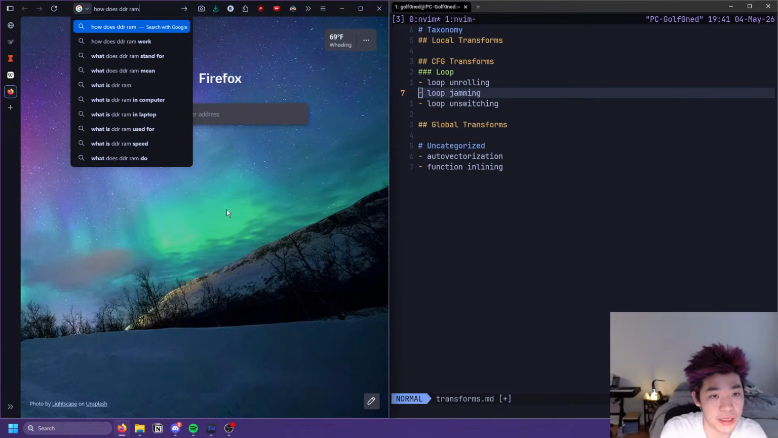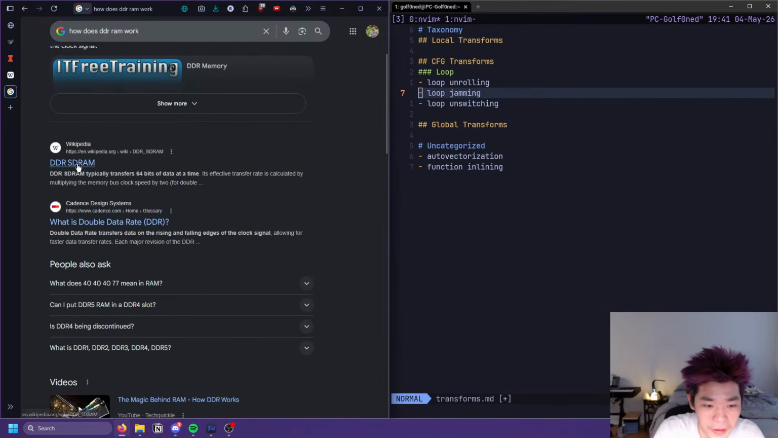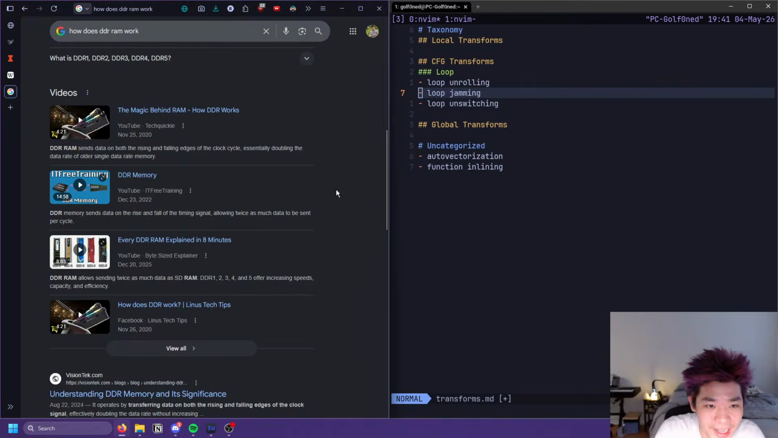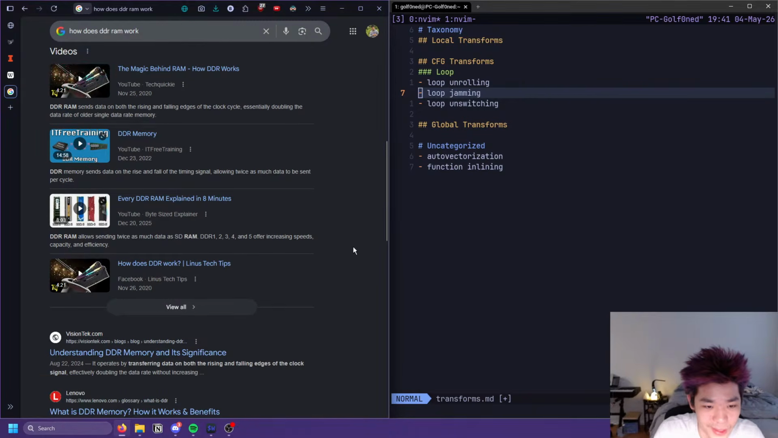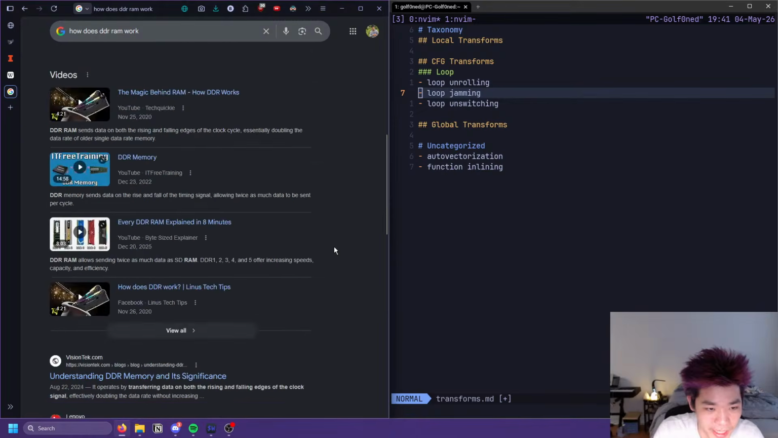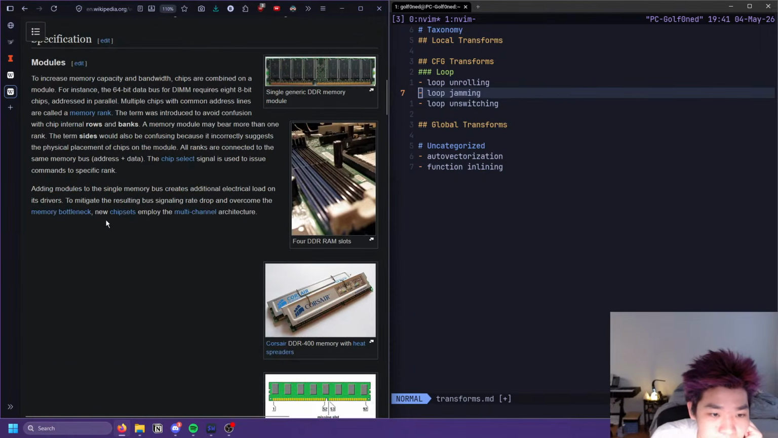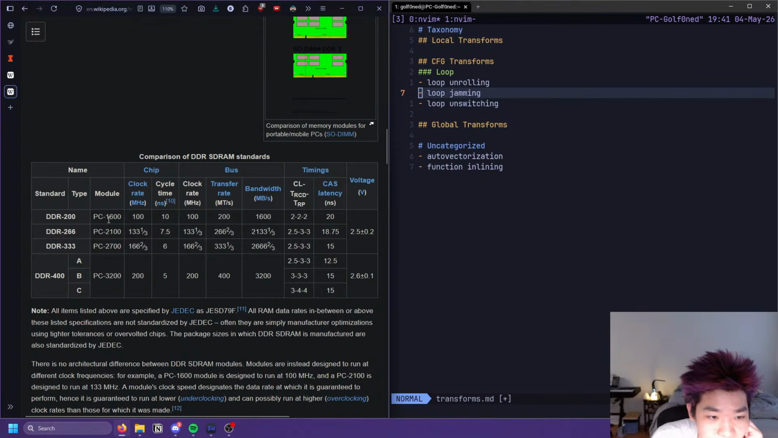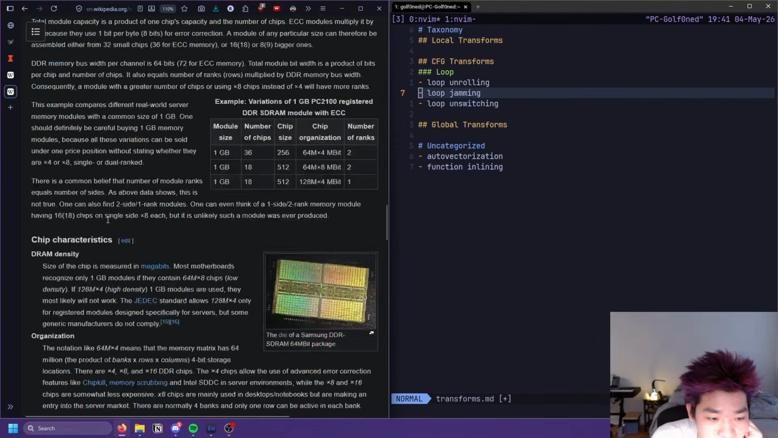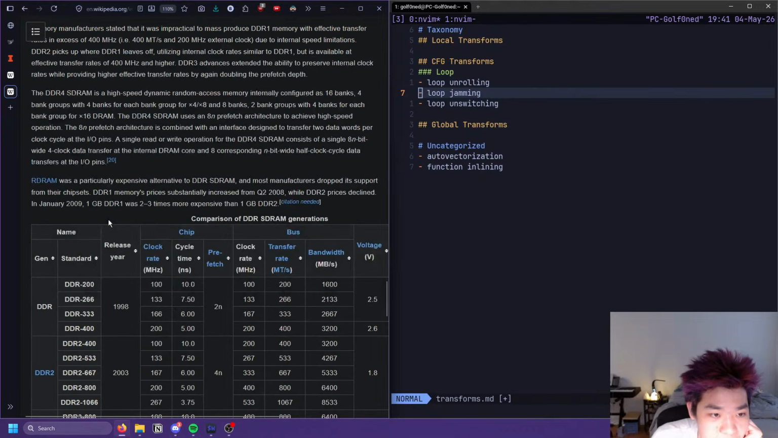Looking at how DDR RAM works. How does DDR RAM work? Oh, there's a tech quickie video. That's really funny. Let's see, what's a good page to look at? Surely Wikipedia will be fine. Yeah, this is black magic to me.